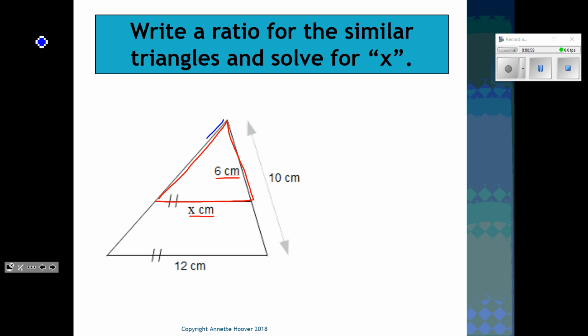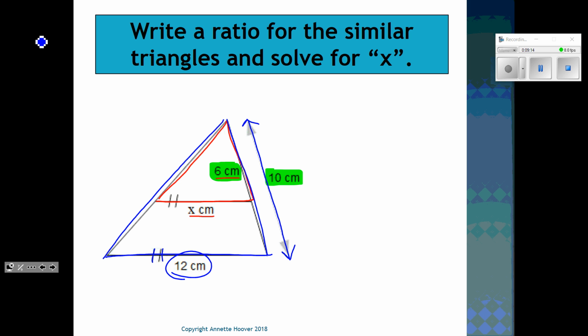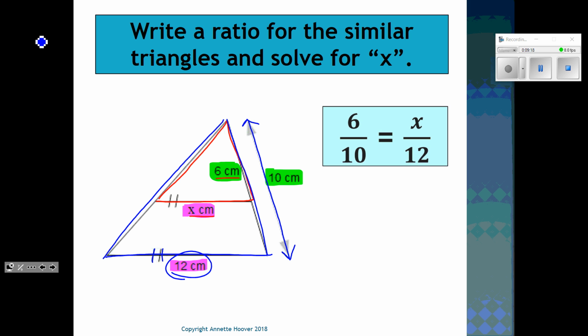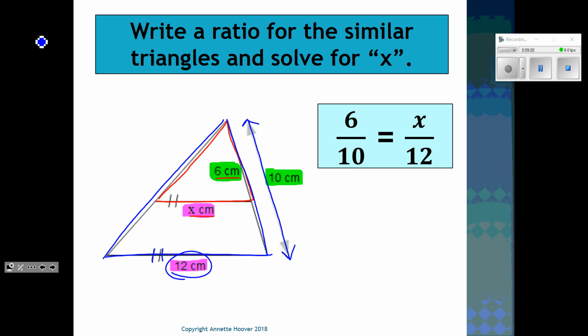When you look at the larger triangle, you will see that the base right down here is 12. And this time they give us the length. We didn't have to calculate this. They actually gave it to us. So that was nice. So there are the two sides, and there are the two bases. And we could set it up 6 to 10 equals x to 12.